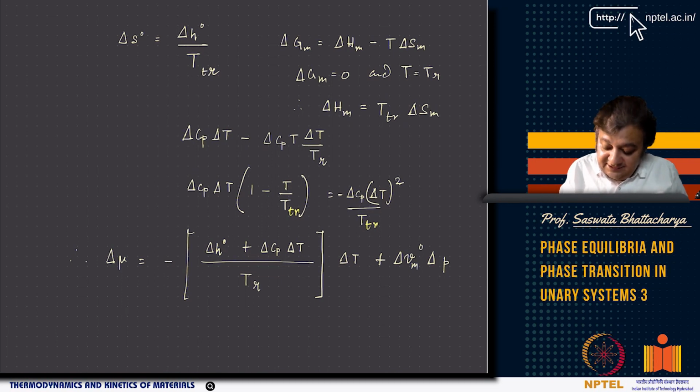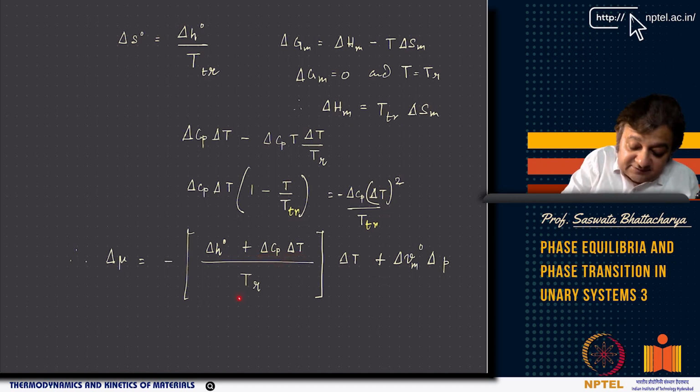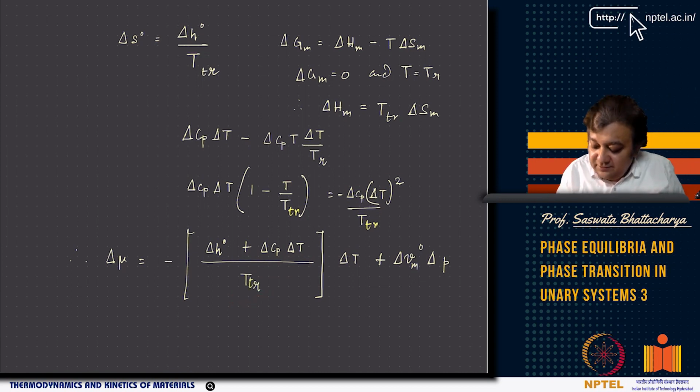So in this way, I can write delta mu as a function of delta H naught. Delta H naught is the difference in the enthalpy of transformation, calculated at the standard state, and the difference in heat capacity, and then there is this delta T, and this is T transformation. And then there is also delta Vm0, delta P. So this is how we can calculate delta mu, and from delta mu I can calculate the driving force, because driving force is proportional to delta mu.